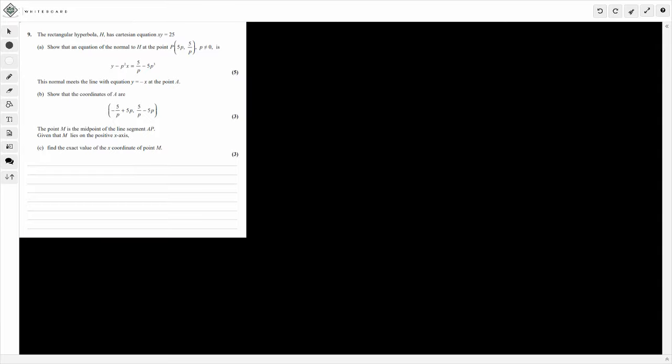So M is going to be equal, oops, I'll change that to Y. So M is going to be equal. All you need to do is add up the two points here. So you add up the point A and the point P. You add up the x coordinates separately in terms of P, divide it by 2. Do the same with the y coordinates. So 5 over P plus this part here, divided by 2. So let's see what that will give us. So that's going to give us minus 5 over 2P.